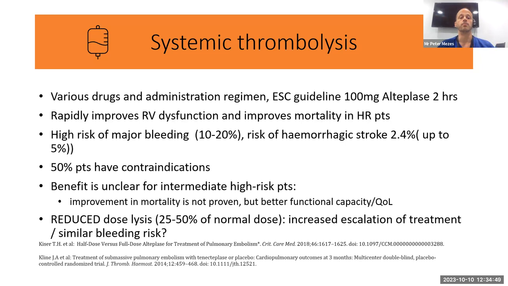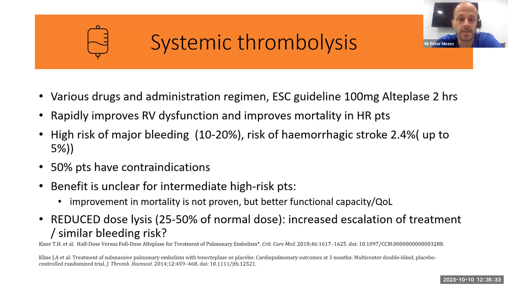We know that it improves right ventricular dysfunction quickly and also improves mortality in the high risk patients, but it comes at a cost, which is a significant risk of major bleeding, 10 to 20% according to some studies, and a significant risk of intracerebral hemorrhage of around 2.5%, up to 5% according to some other data. Also a big drawback is that because of the risk of bleeding, up to 50% of the patients cannot have it because of the contraindications.